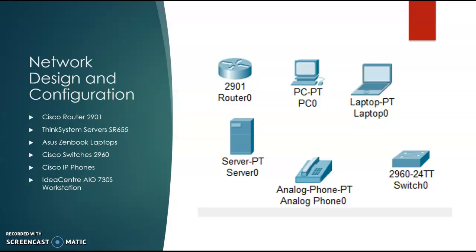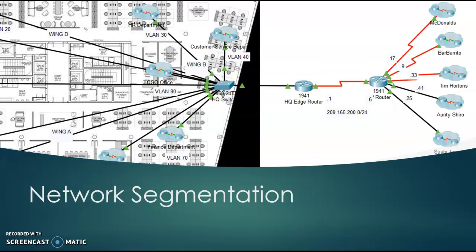To talk more about the network design and configuration that we have chosen, we have routers, PCs, laptops, servers, analog phones, and switches. We're using the 2901 Cisco routers. We're using the SR655 ThinkSystem servers. We're using the Asus ZenBook laptops and 2960 Cisco switches. We are also using Cisco IP phones and IdeaCentre AIO 730S workstations as computers.